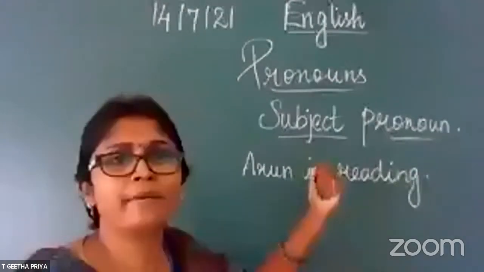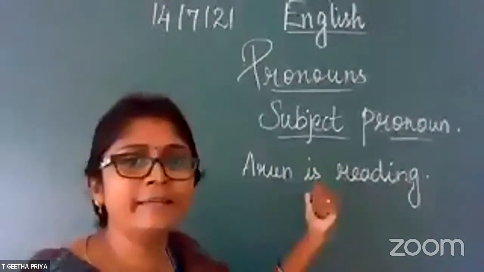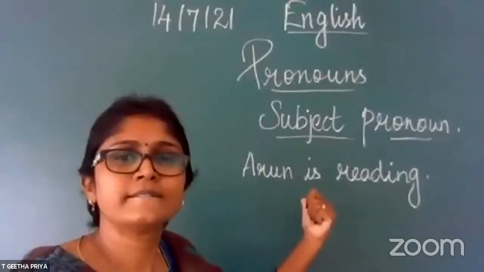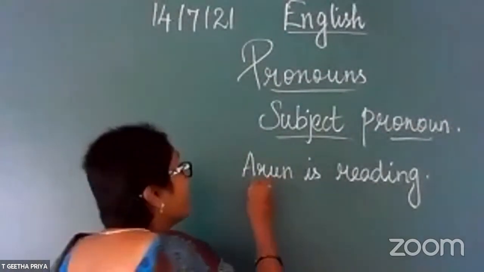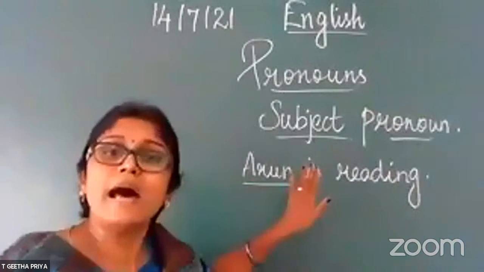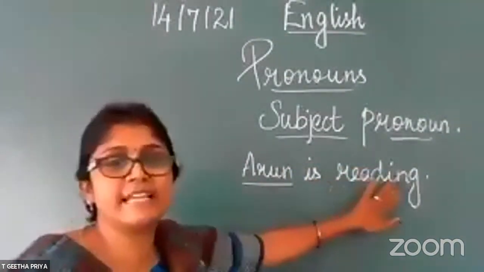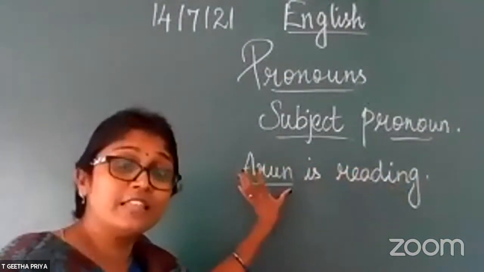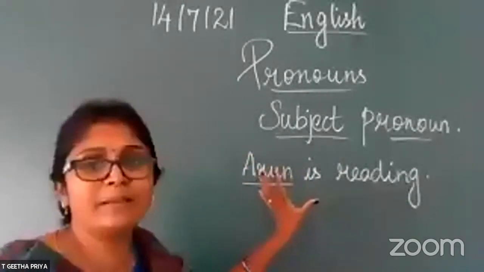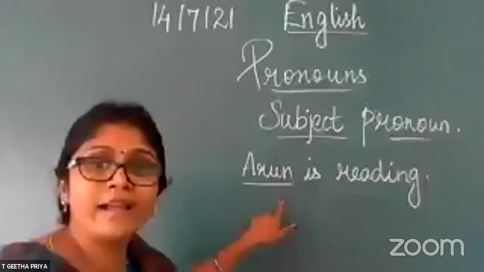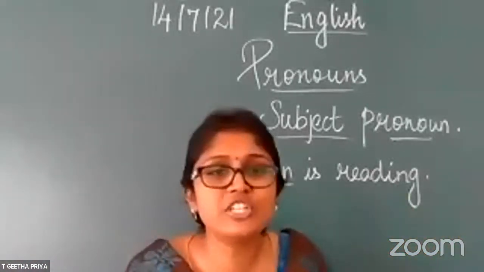Mitanya, tell me. Whom are we talking about, Mitanya? Arun, ma'am. Arun, very good, Mitanya. So here we are talking about Arun. So Arun is the subject in this sentence. Instead of this word, we are going to use the subject pronoun.